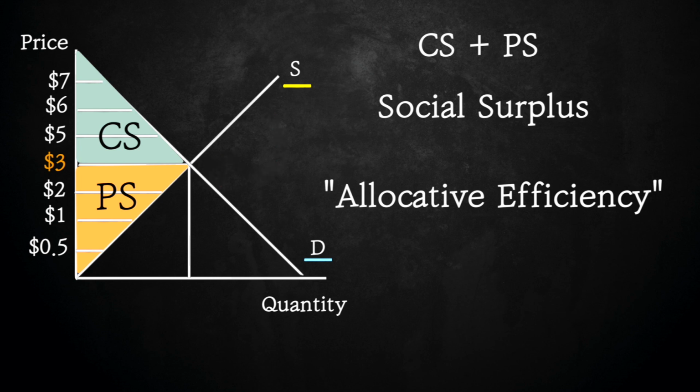At the end of the day, the market operates most efficiently at $3, where producers and consumers are both willing and able to transact. This occurs where demand is equal to supply, and this is where social surplus maximizes.